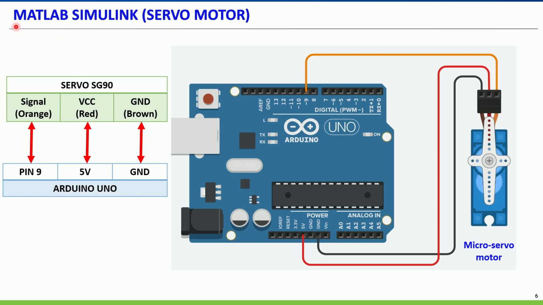Okay, let's begin with MATLAB Simulink. The simple program we will study in this lecture is for a very basic servo motor with a very basic connection. The orange cable controls the input pulse width modulation signal, and we connect it to pin 9 on the Arduino. The center red cable is connected to 5 volts, and the black cable is ground. It's very simple.